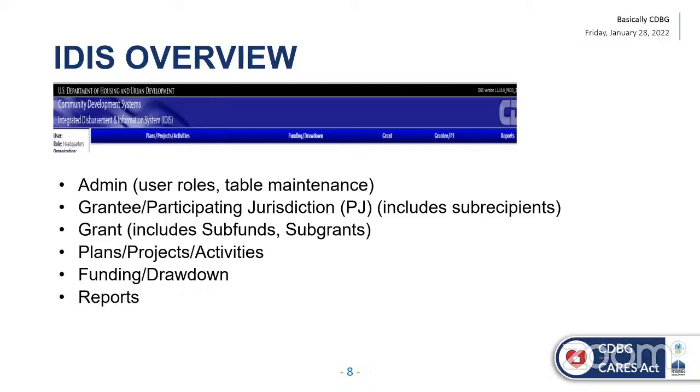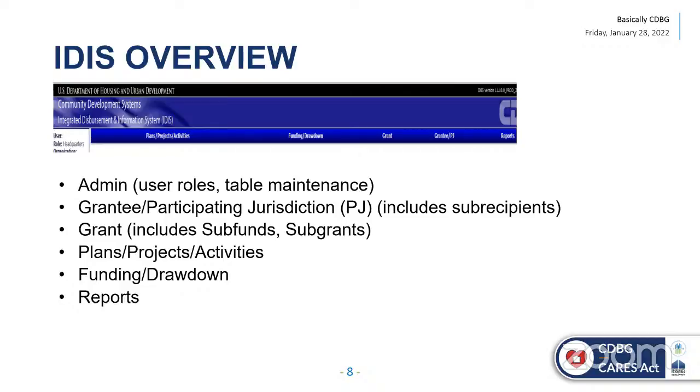Then you have your plans, projects, and activities menu, and that's where, really between that and the funding drawdown, most of your information is held and where you mostly will be using the system. The plans, projects, activities is where you do your action plan and consolidated plan. The projects are part of that and are the holders for the activities. And then the activities are where most of the information is stored.